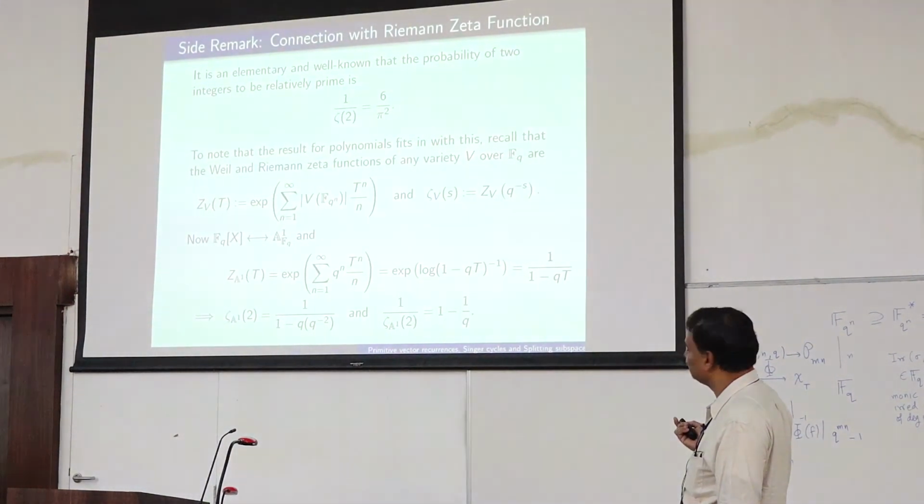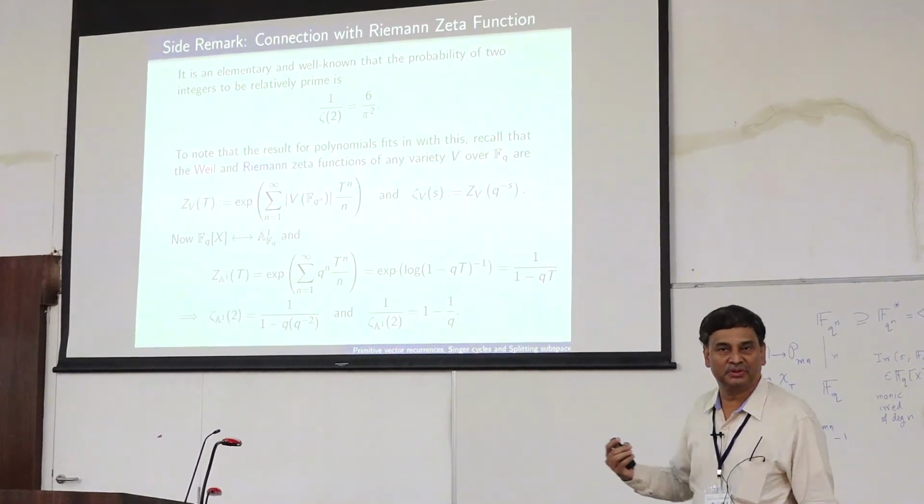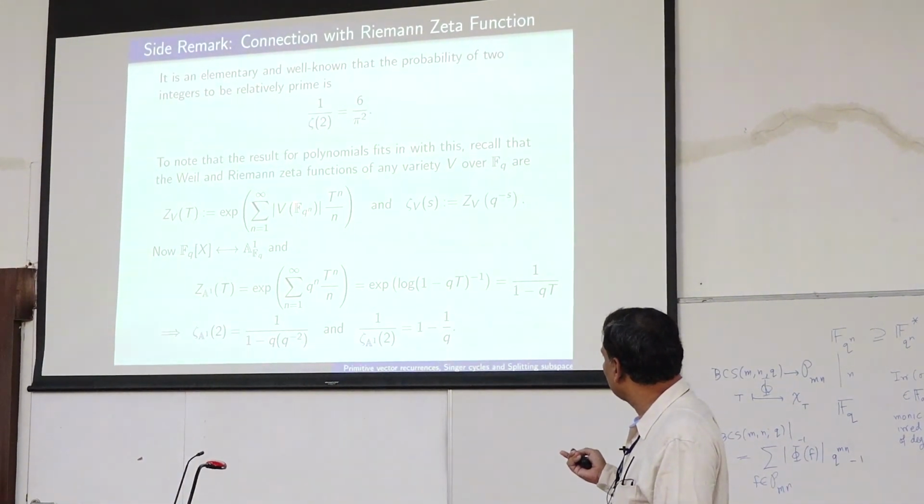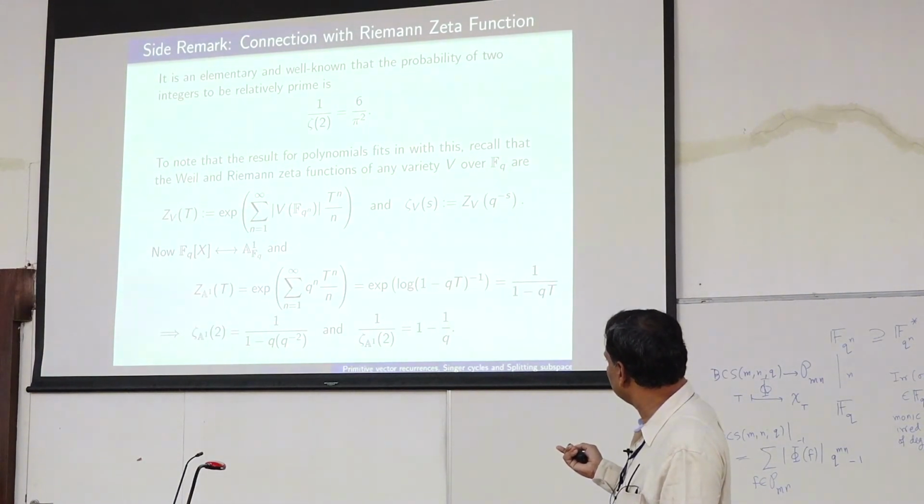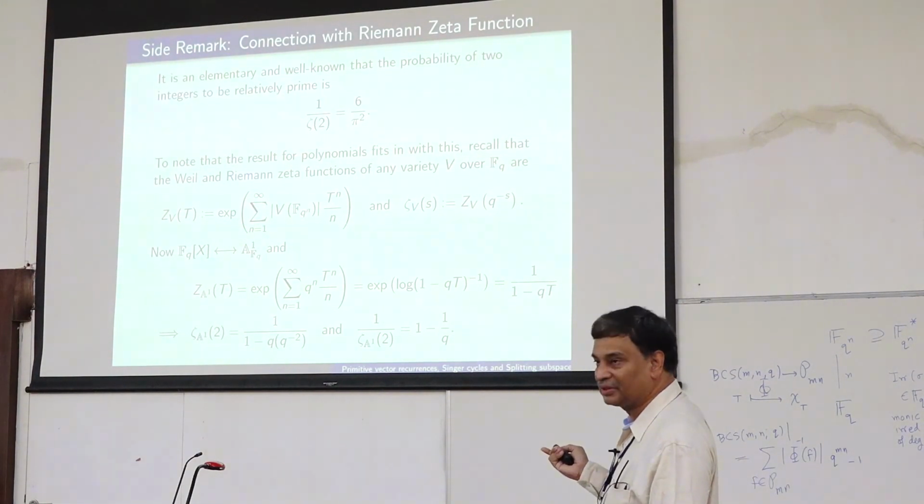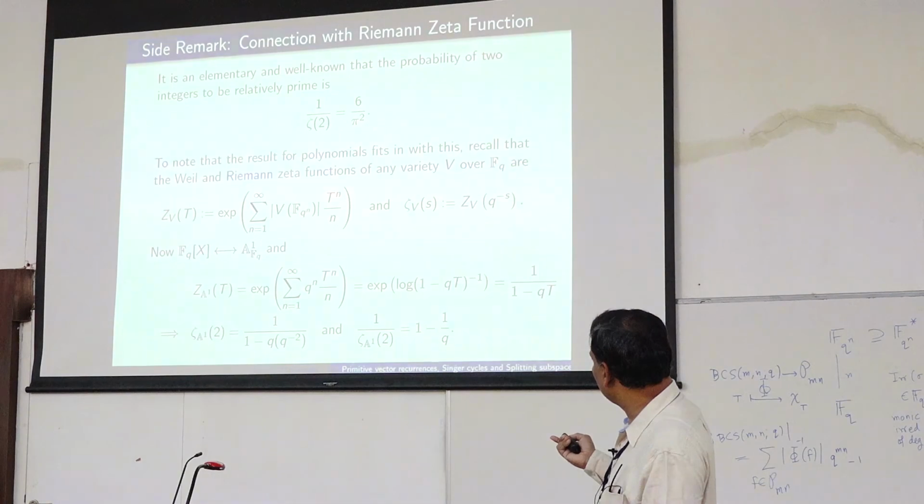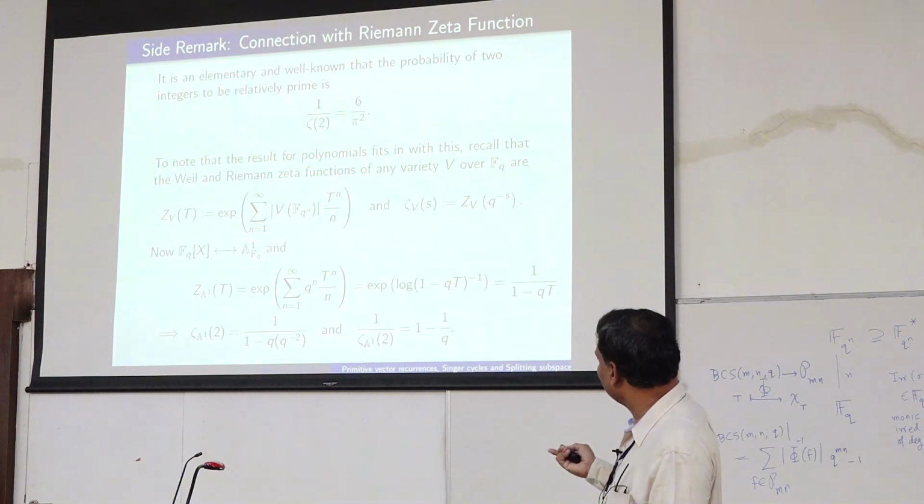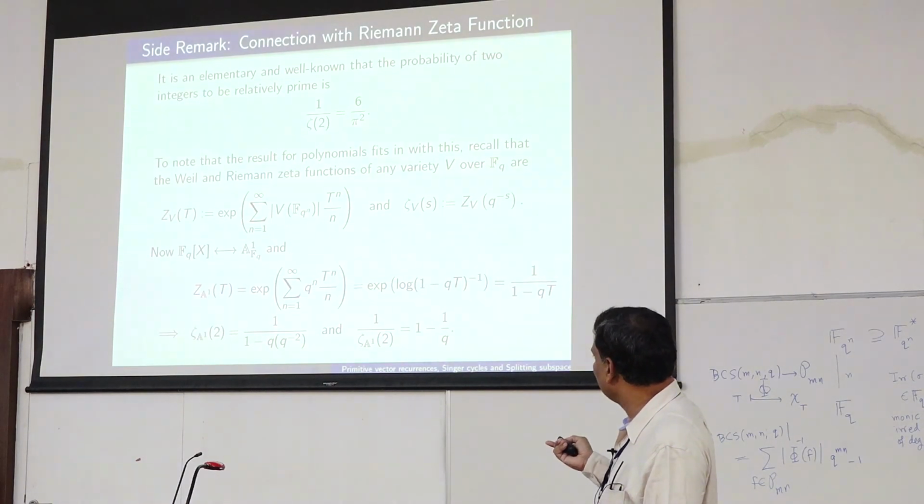variety V over Fq, which means a set of solutions of a bunch of polynomial equations. You take the number of Fq to the n rational points, solutions with coordinates in this field, if you like, and you encode that whole data for each n bigger or equal to 1 by this exponential generating function. You take this number, multiply by another variable t to the n upon n, and you have a formal power series without a constant term.